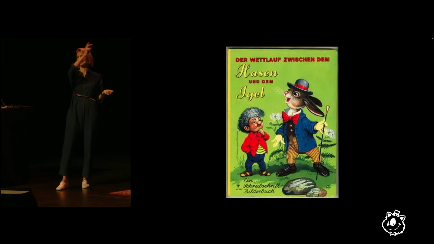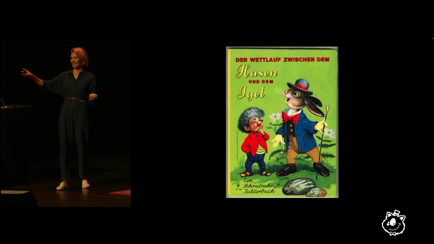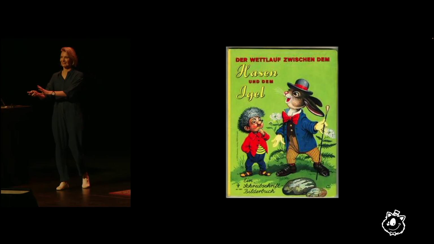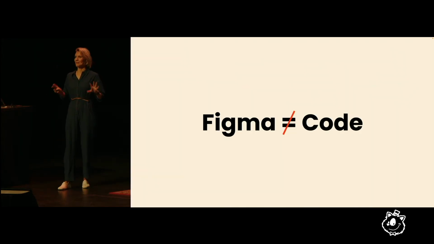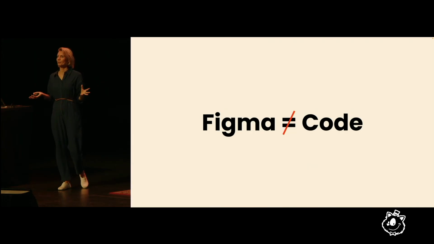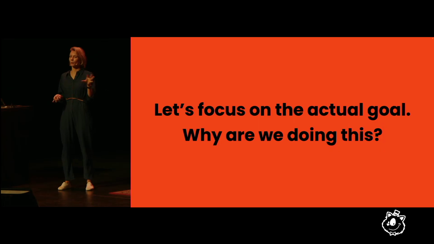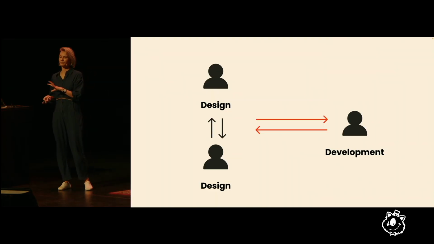And we're coming back to this. We don't want to race the rabbit. We want to be a hedgehog communicating with the rabbit. So as you're getting into this thing of, I'm going to make this the real thing in Figma, don't. Figma isn't code, and that is absolutely fine. What we want to do, let's reflect back. Let's focus on the actual goal. Why are we doing this?